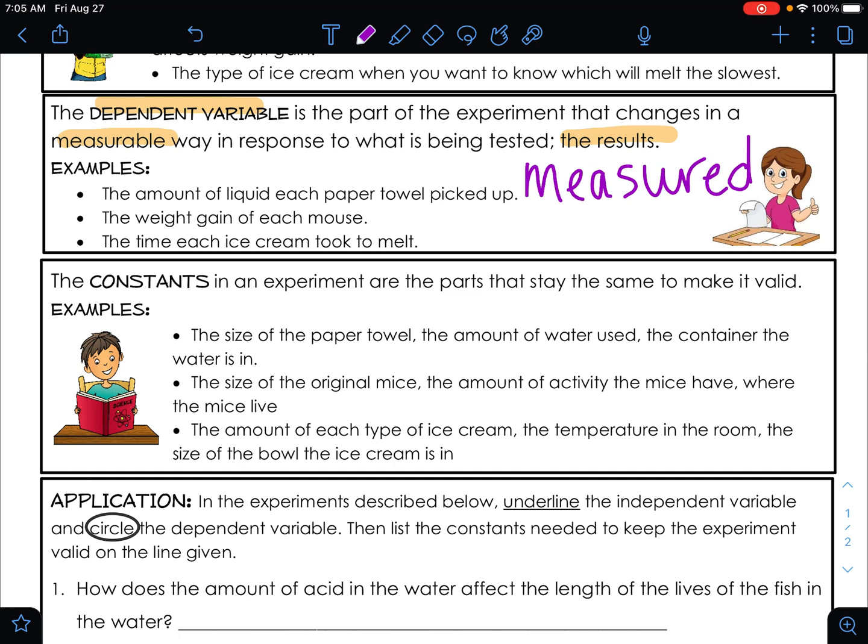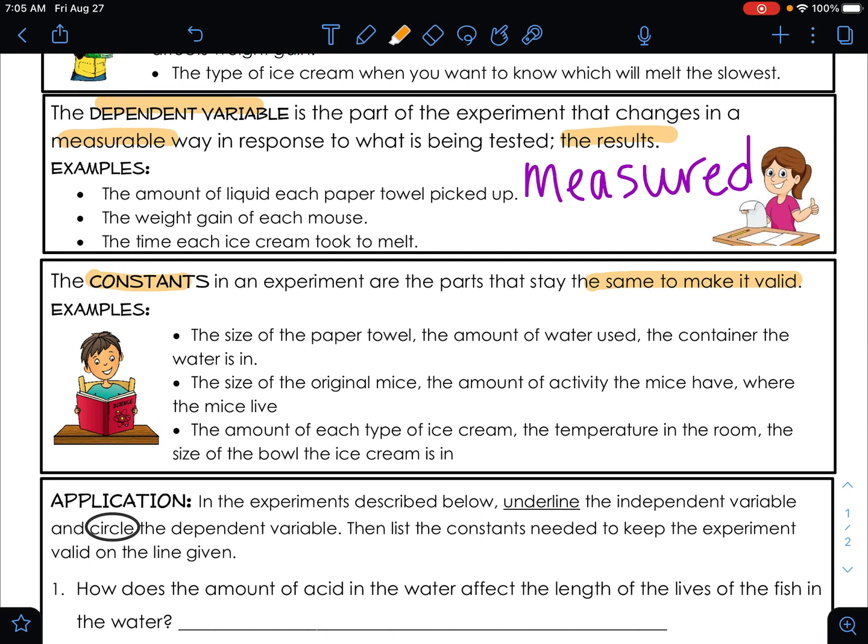So the constants are going to be everything else in that experiment so that we know what actually affected the results. The constants in an experiment are the parts that stay the same to make it valid. Okay, stays the same to make it valid.